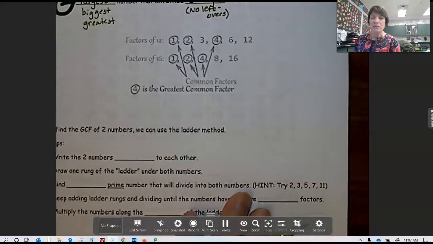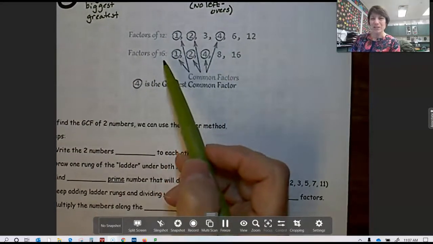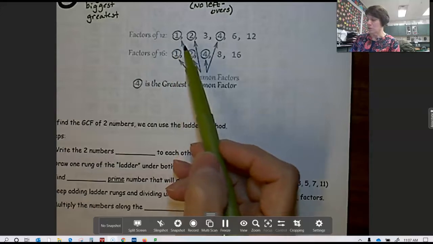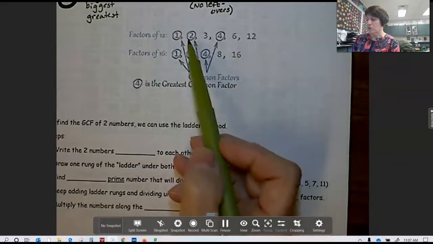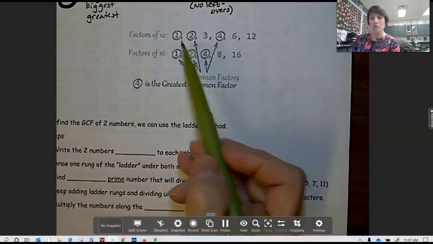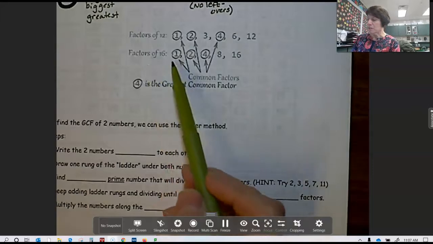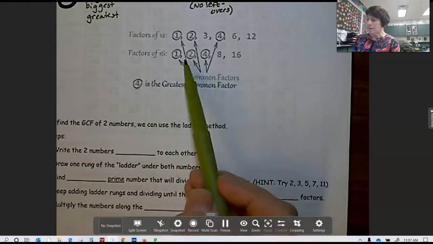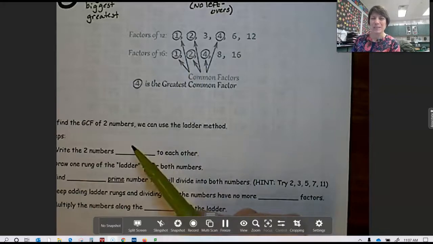Well, here we've got the factors of 12. Start at 1 and work our way up until we list all the factors of 12: 1, 2, 3, 4, 6, and 12. Because 1 times 12 is 12, 2 times 6 is 12, 3 times 4 is 12. Those are all the factors of 12. And then the factors of 16: 1 and 16, 2 and 8, and then 4, because 4 times 4 is 16.